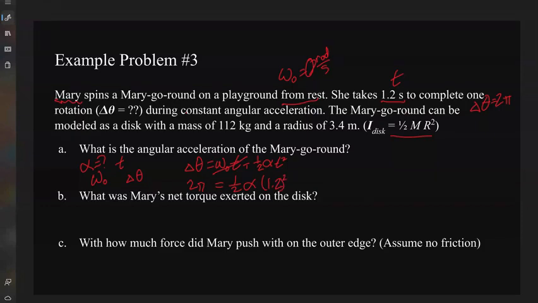Okay. So we get then 2 pi. I'll multiply both sides by 2, divide both sides by 1.2 squared, and I get alpha, angular acceleration, 8.73.